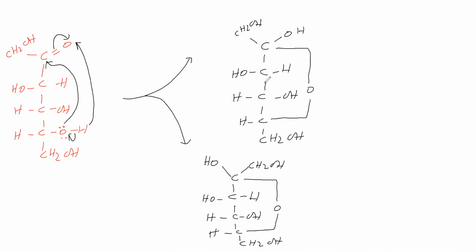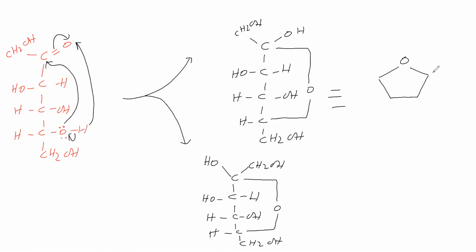Here the OH group is on the right side, therefore it is the alpha form. Here the OH group is on the left side, therefore it is the beta form. Now we will give the equivalent structure in cyclic form. How many members are there? First carbon, second carbon, third carbon, fourth carbon, and the fifth is oxygen. Therefore it is a 5-membered ring, and we have drawn it like this.